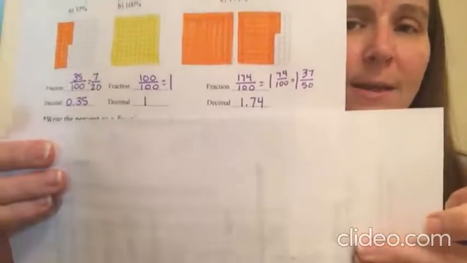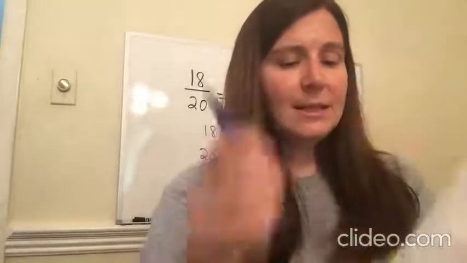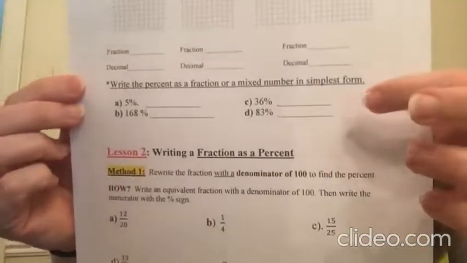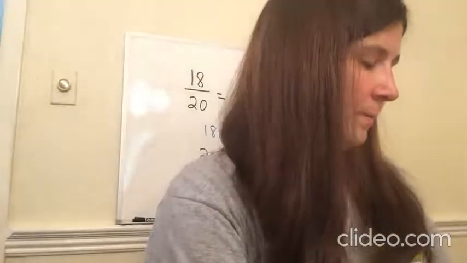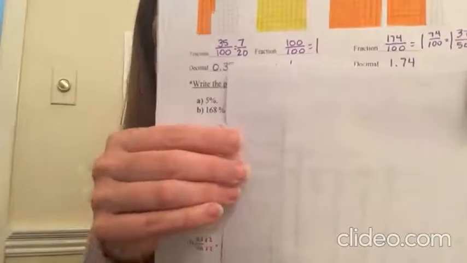And that would be your final answer for letter C. Okay, the next part, it says write the percent as a fraction or a mixed number in simplest form. So for these 4, we start off with 5% for letter A.